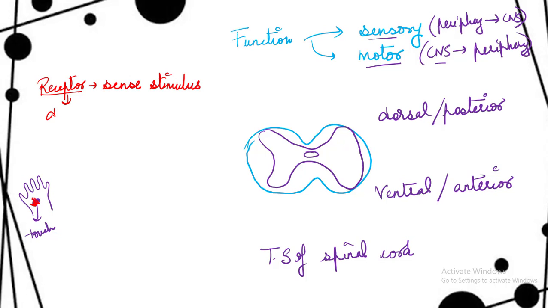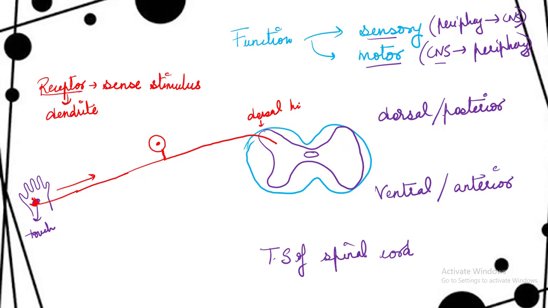Receptor is the dendrite. I have already explained this, that the dendrite has the receptor function. The dendrite will be connected to the cell body, so it will take the information from the receptor towards the cell body. So here there is a cell body. Now the cell body will take the information and send the impulse through the axon, and that axon will enter into the dorsal horn of the spinal cord.